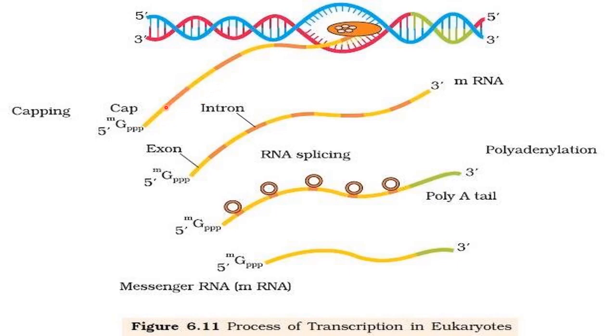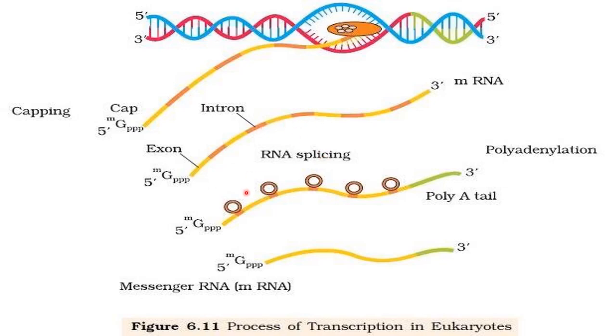Now here you can see, first of all, there are three processes for the post-transcriptional changes in the mRNA, and what are those? Capping, tailing and splicing. So see here, this is capping. At the 5' end this GPP is attached here, so this step is called capping. Then one more step is there, that is called splicing, RNA splicing, where the introns are removed.